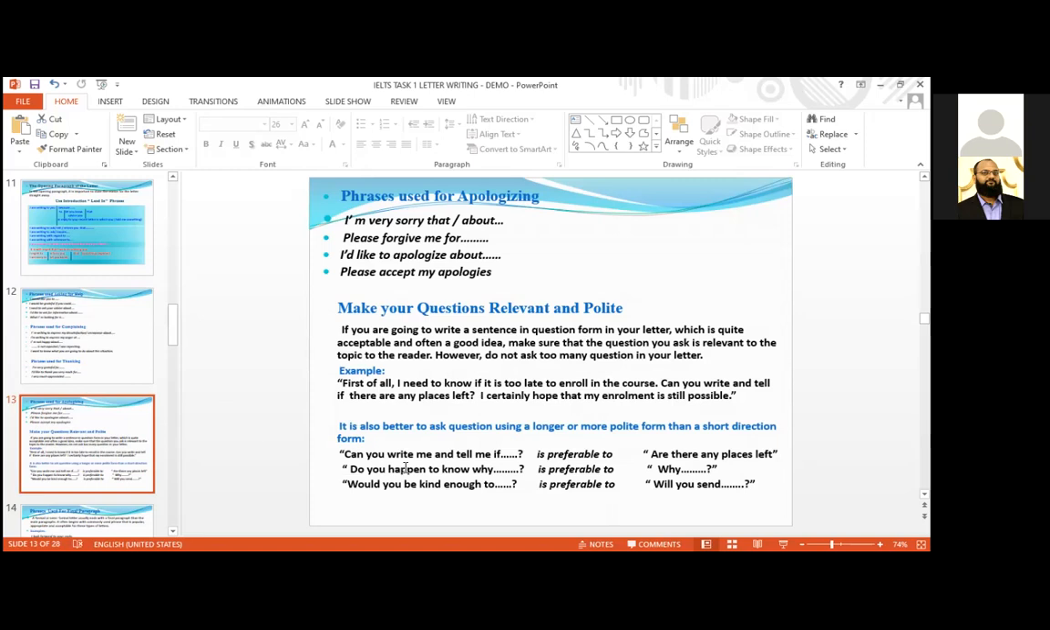ठीक है? अगर आप फॉर्मल लेटर लिख रहे हैं तो आप वहाँ पे डायरेक्ट क्वेश्चन ही करें कि फॉर एग्जांपल इफ यू आर राइटिंग टू इंक्वायर अबाउट द एडमिशन प्रोसेस and you want to know if the enrollment process is possible, or you can enroll for the computer program where you are going to get yourself enrolled in university or in college anywhere.